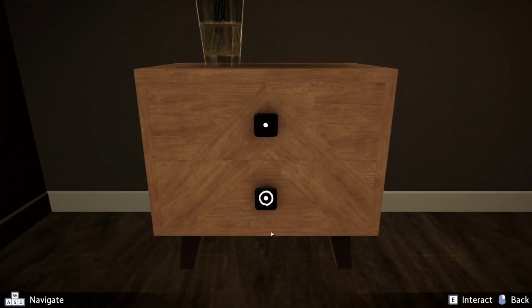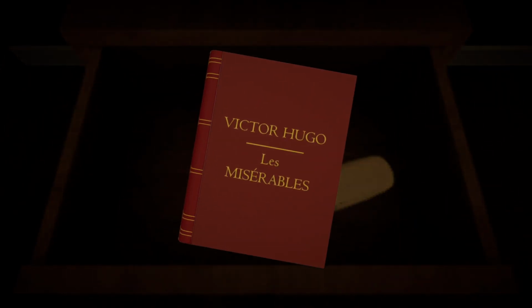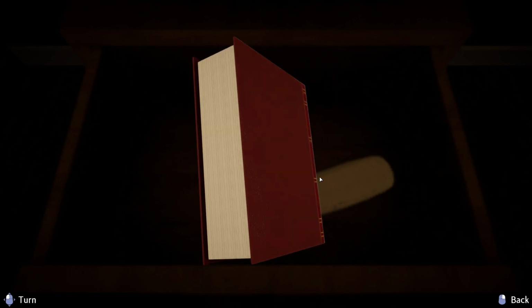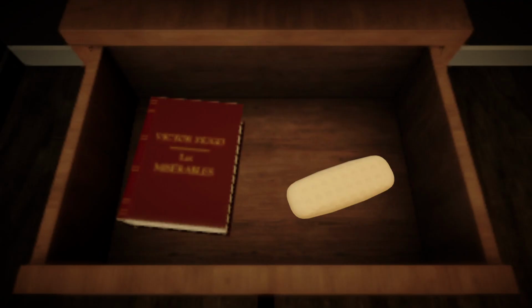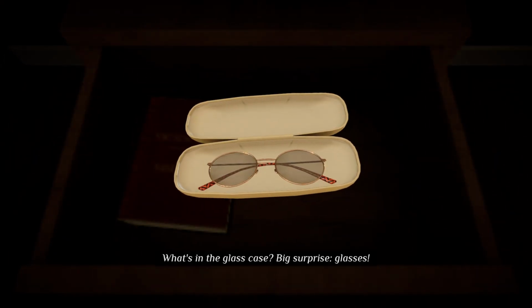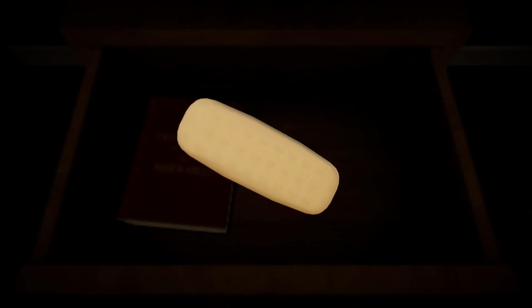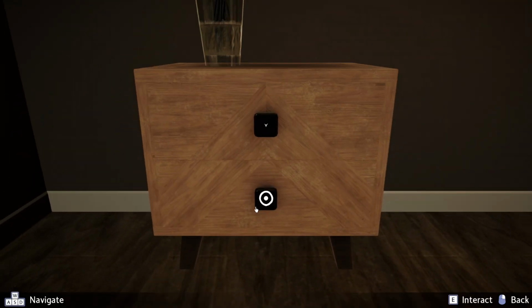Okay, let's open the cabinet and drawers. Okay, Les Miserables. Okay, she didn't say much. What's in the glass case? Oh, big surprise. Glasses. That's a huge surprise. Alright, nothing here. But how about the next drawer?